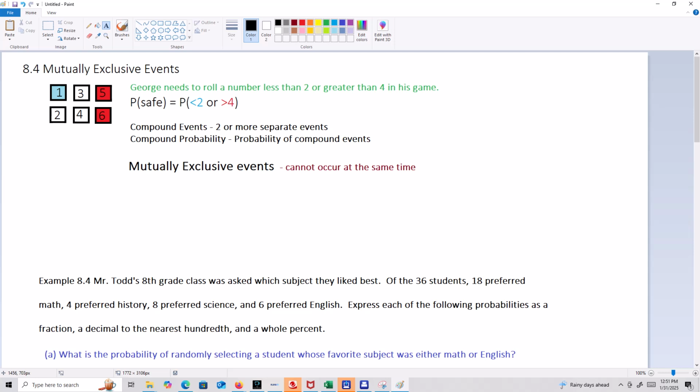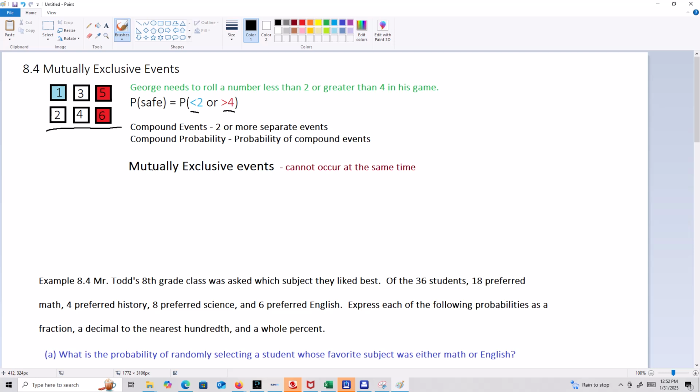The lesson starts out immediately talking about George, and he's playing a game, and he has to roll a die and get either less than 2 or greater than 4 to be able to land on a safe spot on the board game. All right, so we have these dice right here. And I've color-coded the less than 2 event and the greater than 4 events, blue and then red.